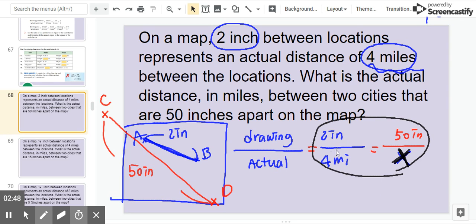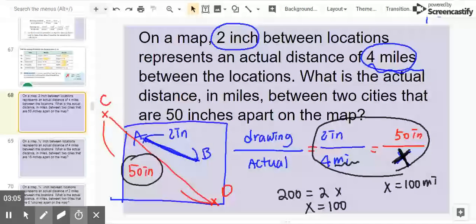Yeah, so we need to do cross multiplication. 200 equals 2x. x is equal to 100, and you keep the actual unit, so x should be 100 miles. If you see 50 inches on the map, that distance is actually 100 miles.